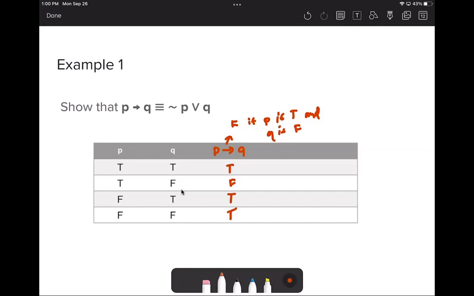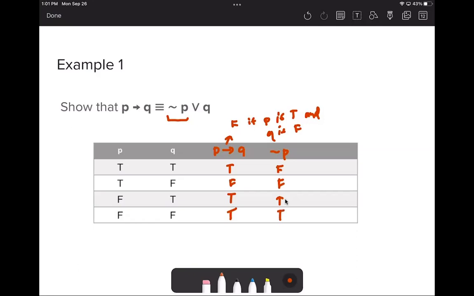Now let us try to examine the truth values of not P or Q. Let us first check the truth values for not P. Not P is simply a negation of P, so we take the opposite truth value of P. So if P is true, then not P will be false. If P is false, then not P will be true.